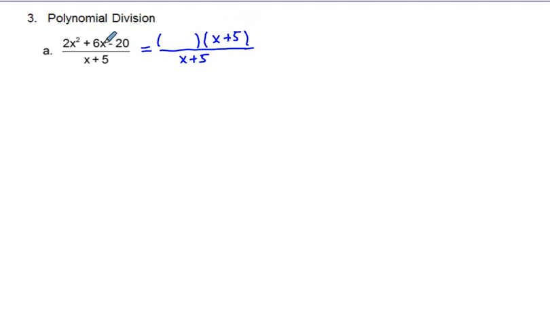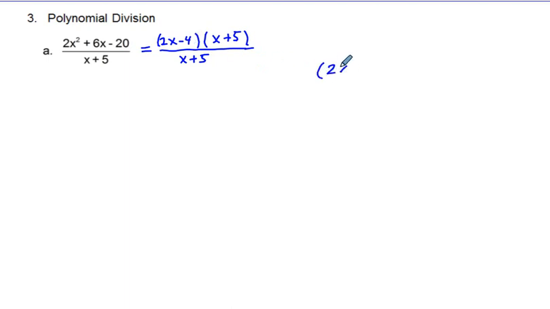So now we ask ourselves the question, what times x equals 2x squared? Well, that's going to be 2x. And what times 5 equals negative 20? Well, that's going to be negative 4. And we can check our work here, see if this works out right.